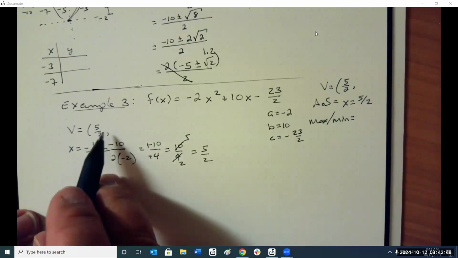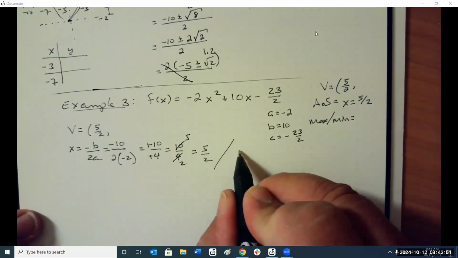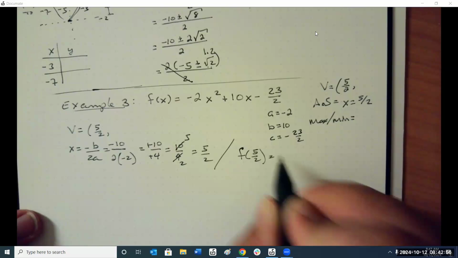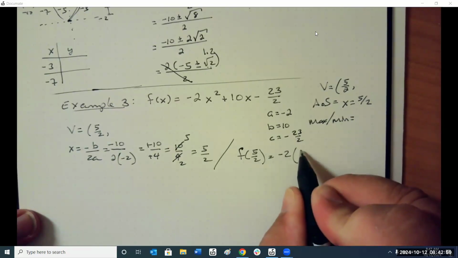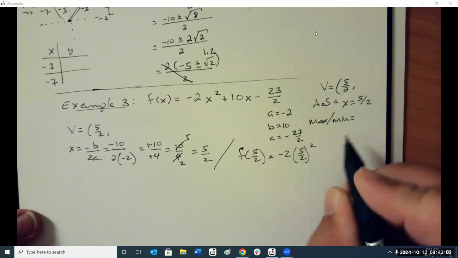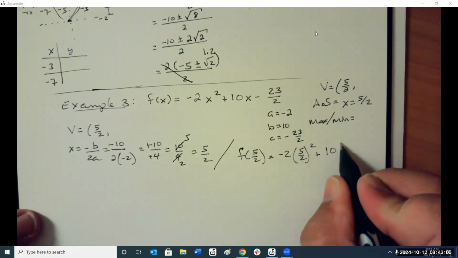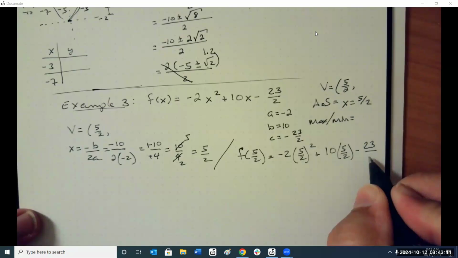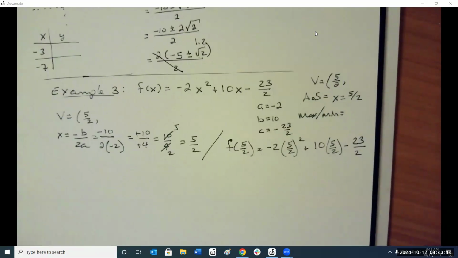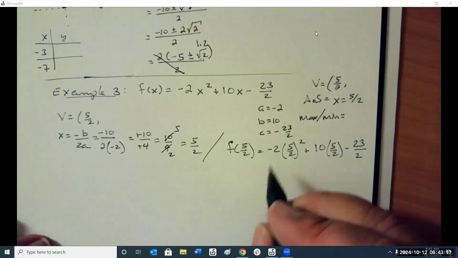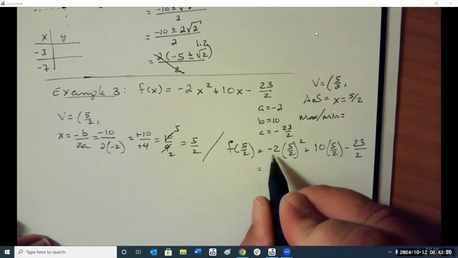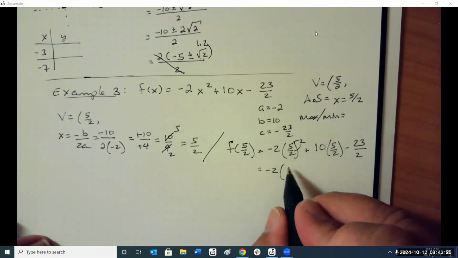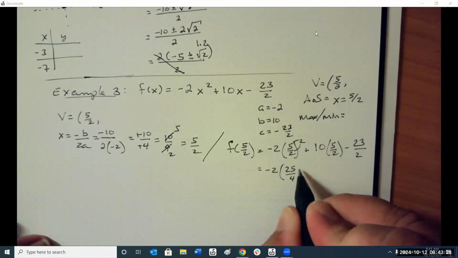So the axis of symmetry is at x equals 5 over 2. Now we've got to find the y value. So we put 5 over 2 in place of x in our function, negative 2 times 5 over 2 squared, plus 10 times 5 over 2, minus 23 over 2. So we have negative 2 times 5 over 2 squared. So we square both top and bottom, we get 25 over 4.